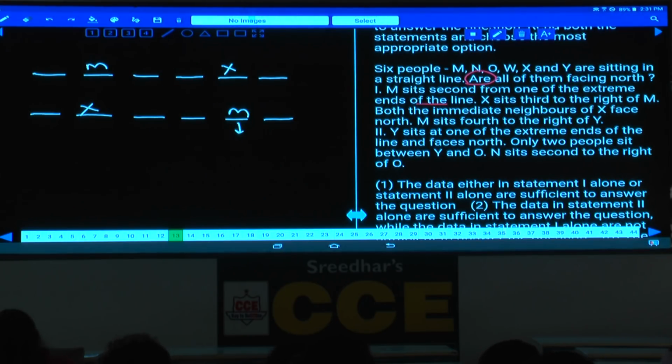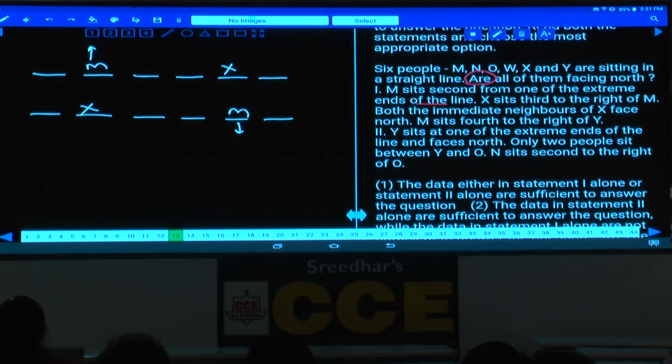Next one. And X sits third to the right of M. Now here X is here, then M is facing towards north. Or in the second case, if X is here, M is facing towards south. Here it is not clearly given whether all the persons are facing towards north or not. Here the question is about whether all the persons are facing towards north or not.